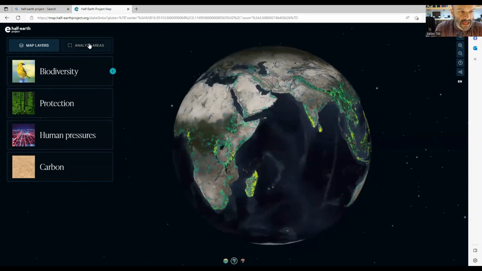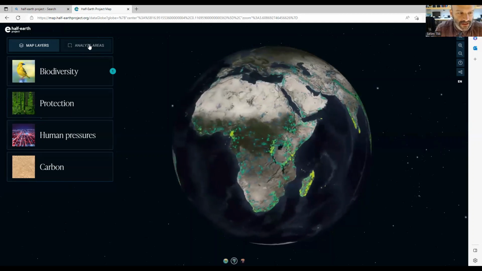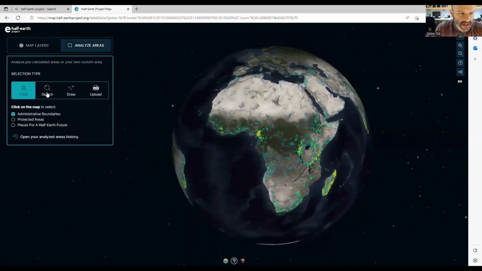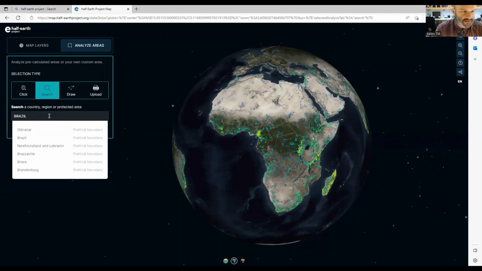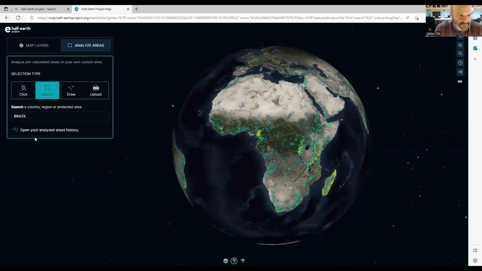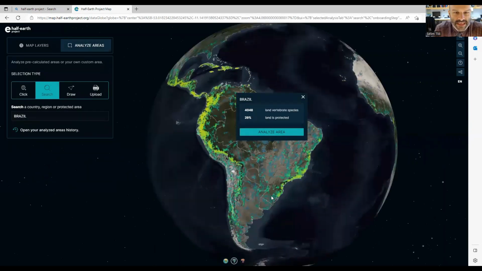So we're going to zero in on a particular area. For this example, we're going to use one that we already know has a large amount of biodiversity. We're going to take a look at Brazil. So as we can see, Brazil, according to current estimates, and the map is updated very regularly, 29% of the total land mass of the political boundaries of Brazil is protected, and there are 4,048 vertebrate species.